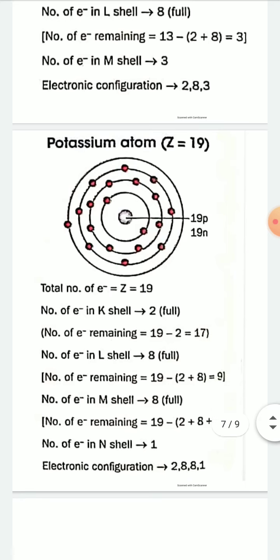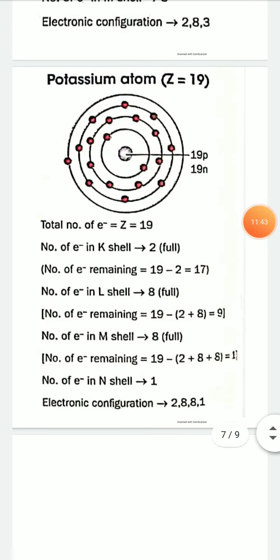Now the electronic configuration of potassium. The atomic number of potassium is 19. So potassium contains 19 protons and 19 neutrons in the nucleus of the atom, and there are a total of 19 electrons revolving around the nucleus in different energy levels. So the total number of electrons in a potassium atom is 19.